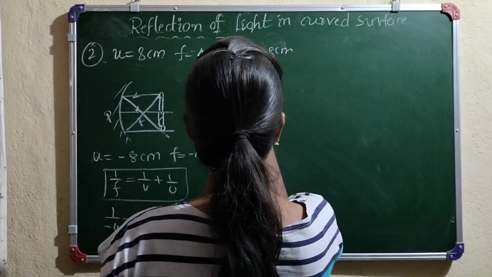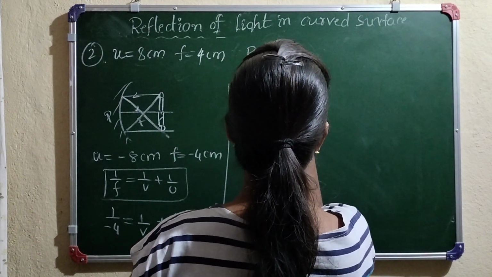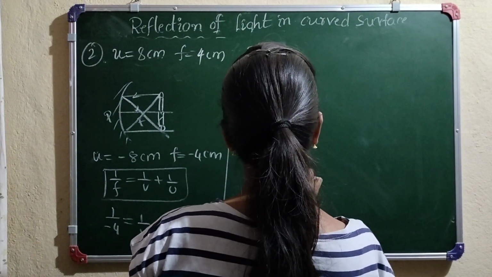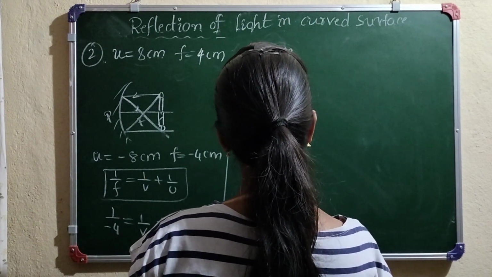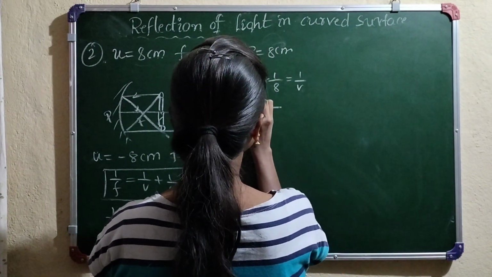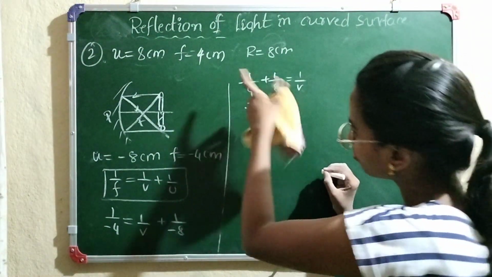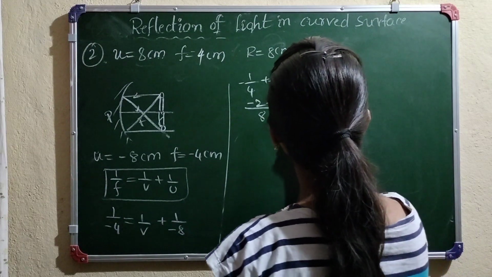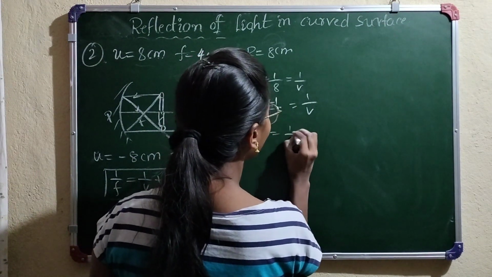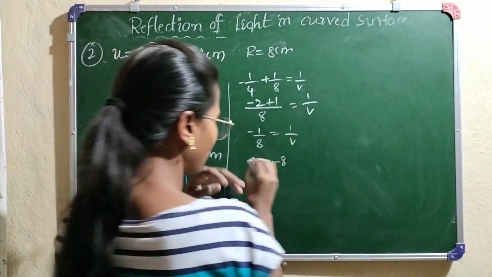Now minus 1 by 4, and this minus 1 by 8 I am taking to this side, it will become plus 1 by 8, equals 1 by V. The LCM of 4 and 8 will be 8. In the 4 table, 8 comes at 2, so 2 into minus 1, like that: minus 2 plus 1. So 1 by V is minus 1 by 8. What we have to know is V, only 8, so I am reversing it. So V is equal to minus 8.